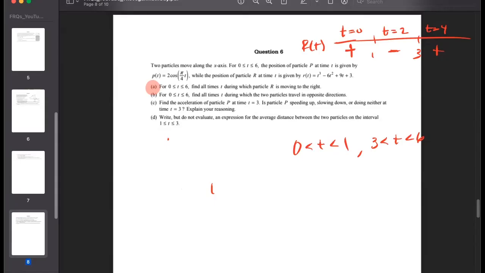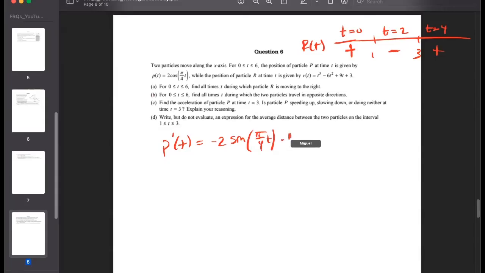And now let's go ahead and look at part B. So we want to find out when both particles are moving in the opposite direction. Well, we already know the directions for particle R, so we're going to look at particle P. I'm going to take the derivative of this, and it's going to become negative 2 sine of pi over 4t times pi over 4 if I apply the chain rule. So this becomes negative pi over 2 sine of pi over 4t. So all I really need to find out is when is sine equal to 0.